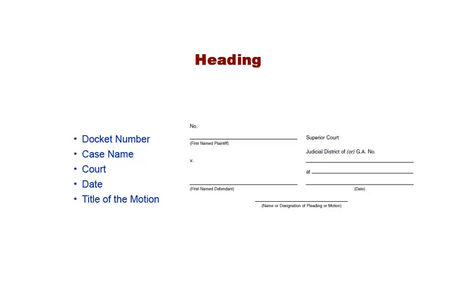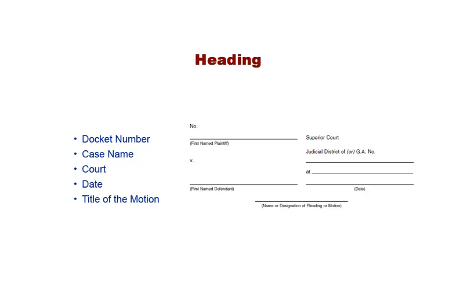Follow the example provided in the practice book, Appendix of Forms, Form 101. On the left side of the heading, type the docket number. 2 spaces down from the docket number, type the plaintiff's name, the party who is doing the suing. 2 spaces below the plaintiff's name, type the letter V, followed by a period. The V stands for versus, which means against. 2 spaces below the V, type the defendant's name, the person who is being sued.